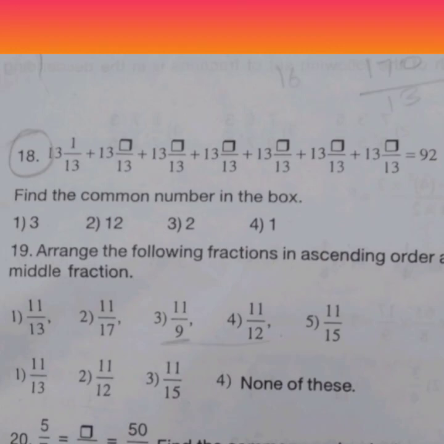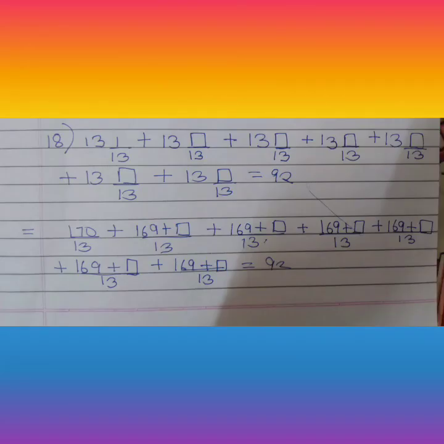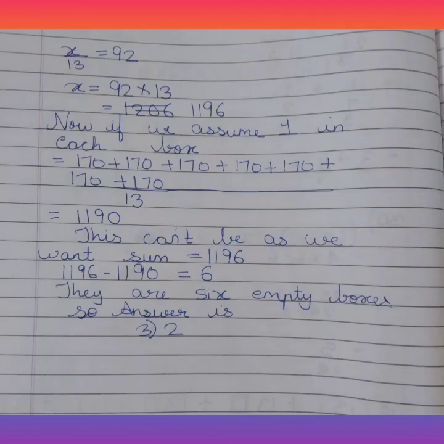Now the 18th question. 1 by 13 plus 13 box by 13 like this equal to 92. Now how we'll solve this type of questions? So first solving the first number, that is 13 into 13 plus 1, 170 by 13. Second number, it will be 13 into 13, 169, plus something, divide by 13. Third one, 13 into 13, 169, plus box divide by 13, like this equal to 92. So you can see clearly the step done. Now when we'll add everything, it will be 170 plus 169 plus box plus 169 plus box, like this divide by 13 equal to 92, right?